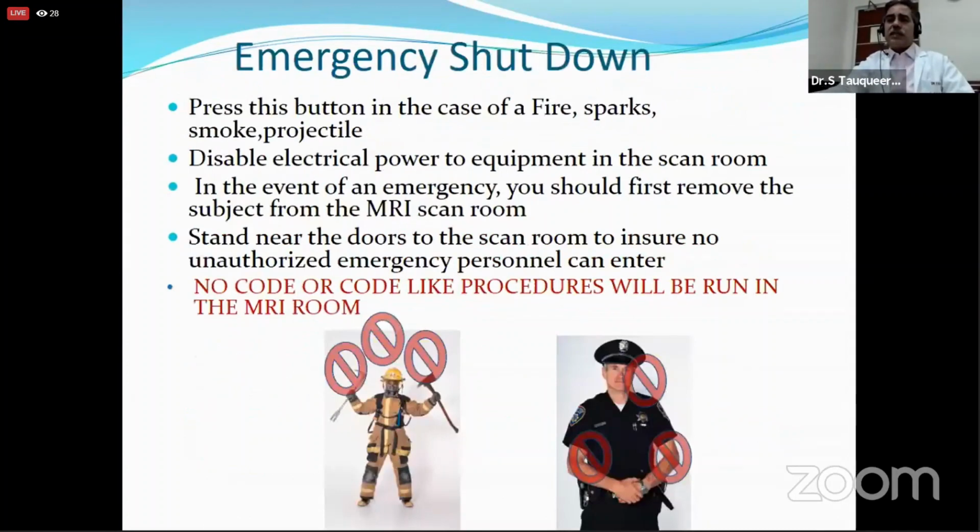Emergency shutdown switches are there. That switch should be available at the control of the senior MRI personnel or MRI director, and he can switch it off for an emergency quenching situation.